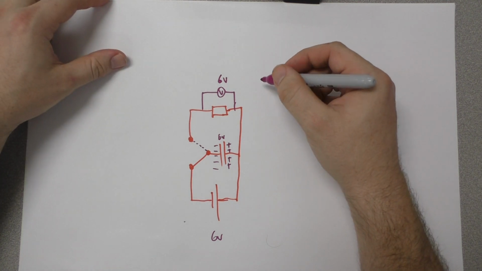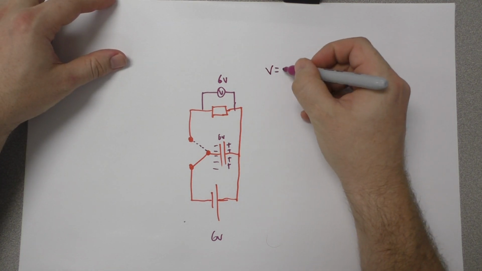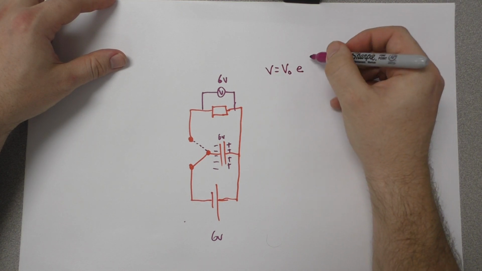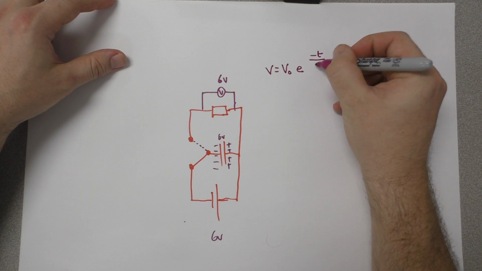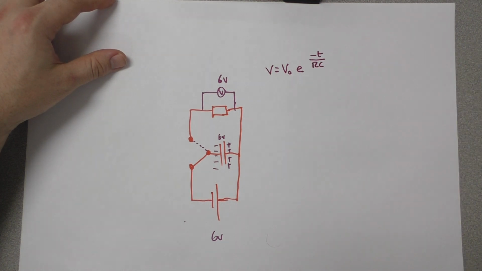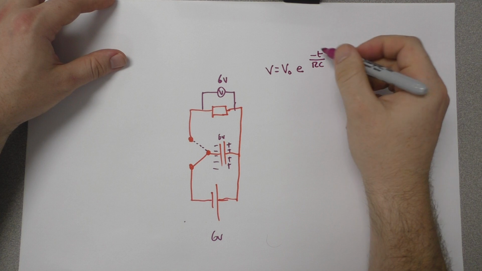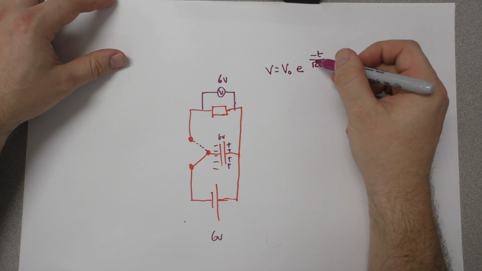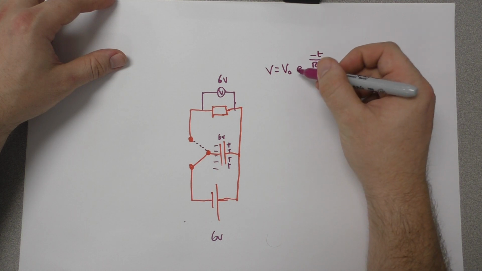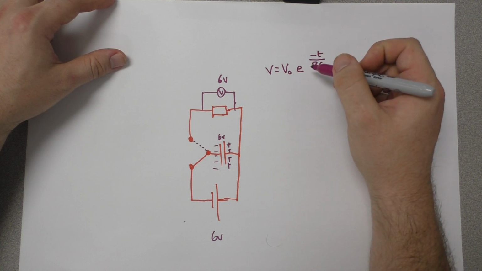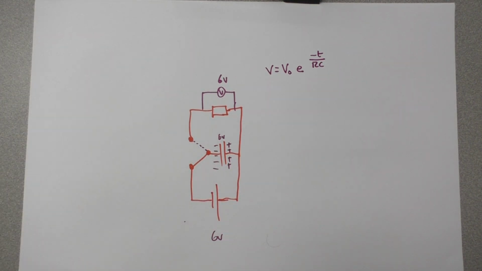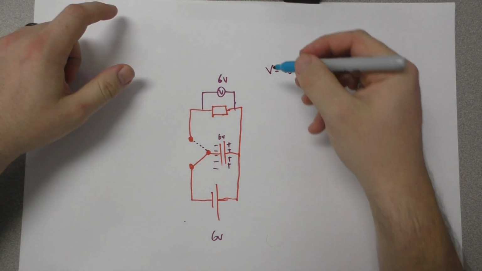So the equation is this: V equals V naught e, because it's an exponential equation, to the power of negative t over RC. So let's talk about all of this. This is e to the power of negative t over RC. We'll talk about rearranging this equation in a short while, but for the moment, let's talk about these terms.